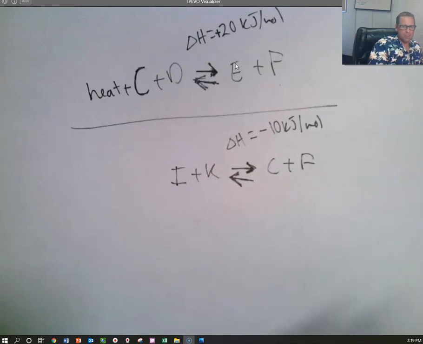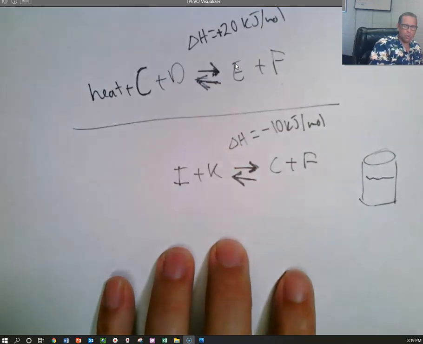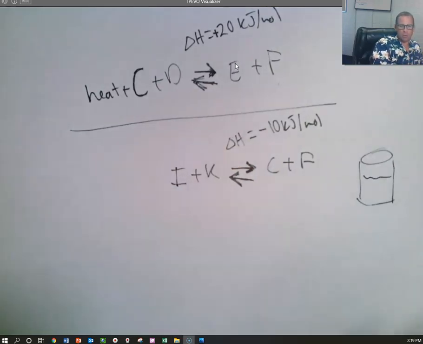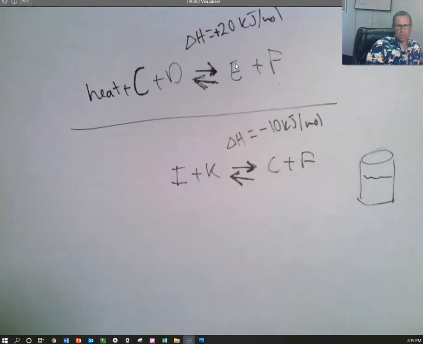Well, when we ask these types of questions, the reaction is at equilibrium. So the reaction is just sitting there in a container. It's not heating up or cooling down. It's at one temperature right now. Right? We've already reached equilibrium. And now the question is, how will the equilibrium shift when we change the temperature? So what kind of temperature change should we make, Jace?